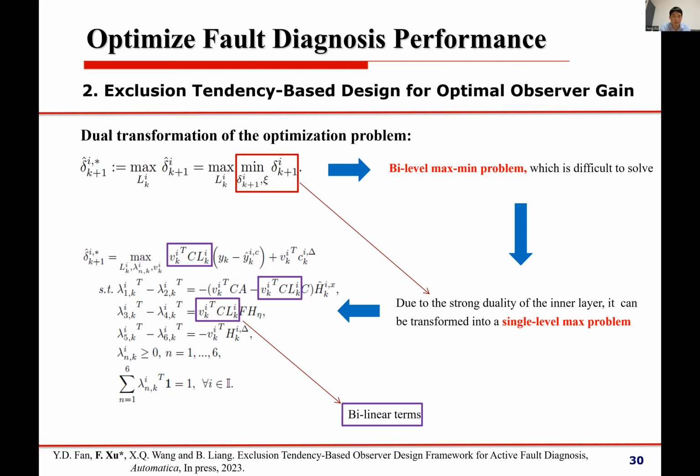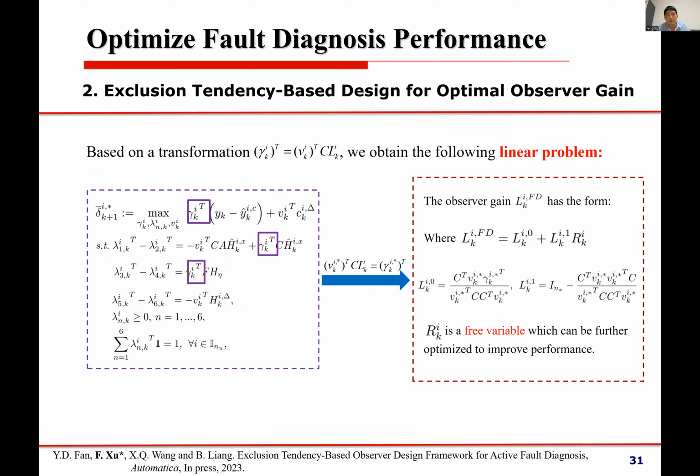But we can see that there are some bilinear terms. If we want to solve it directly, it will be a little difficult as well. So how to solve it? This is our idea here. We use linear variables to replace the group of bilinear terms. In this case, we can transform the previous optimization problem into a linear program.